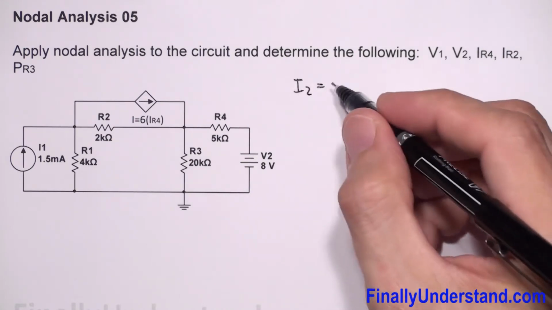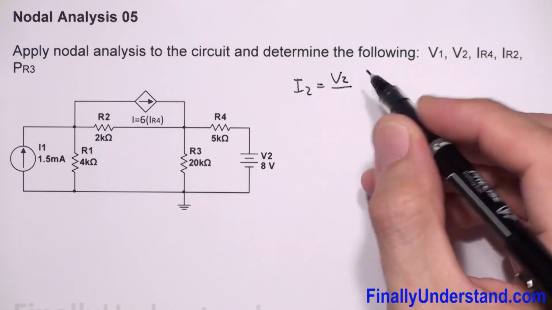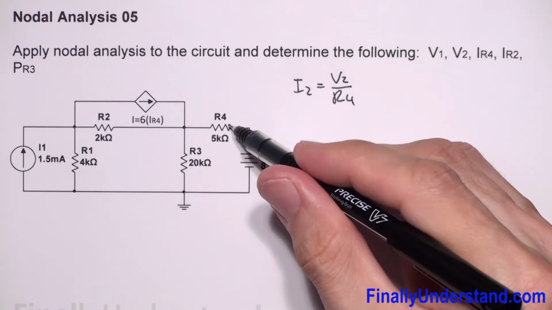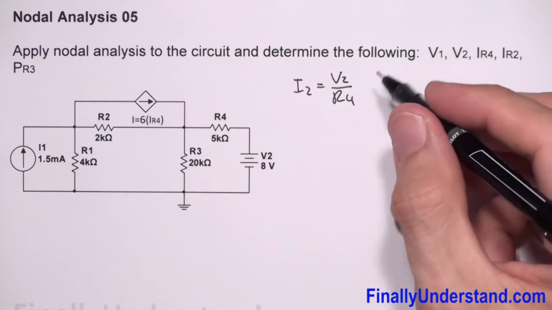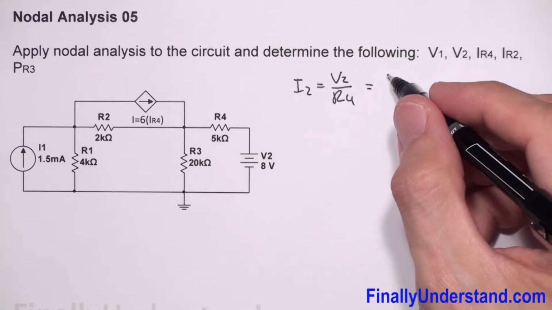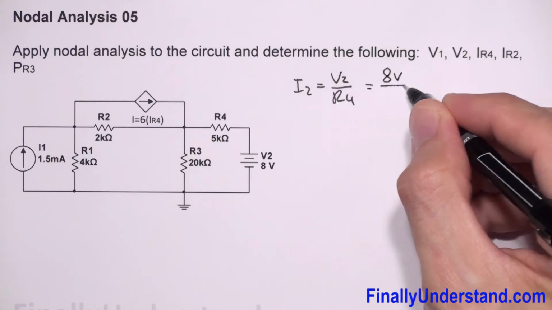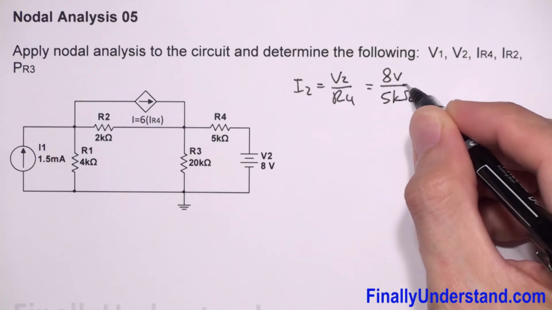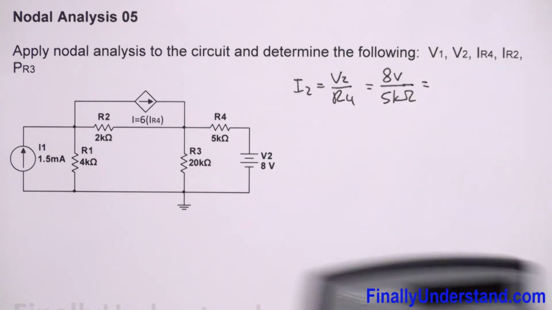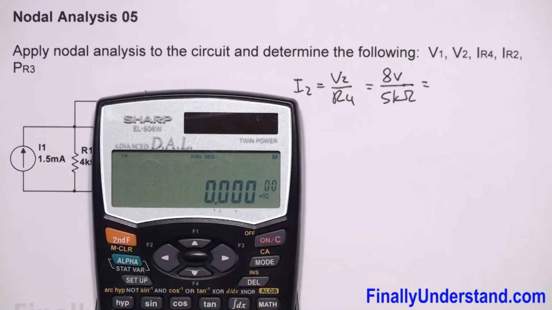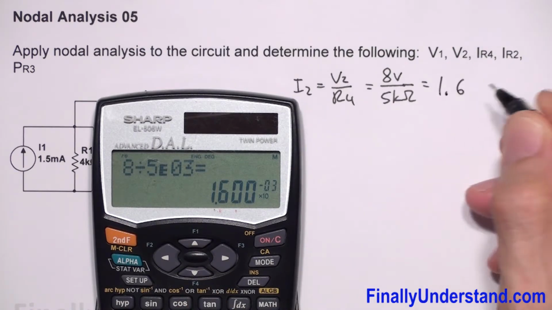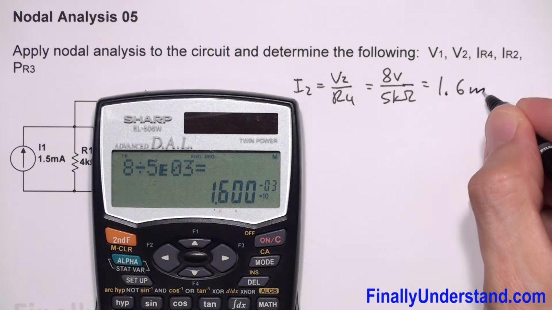I2 is equal to V2 over R4. Okay, this voltage divided by this resistance. So I have V2 equals 8 volts divided by 5 kiloohms. Okay, and this is equal to 8 divided by 5 times 10 to the 3, which equals 1.6 milliamps.